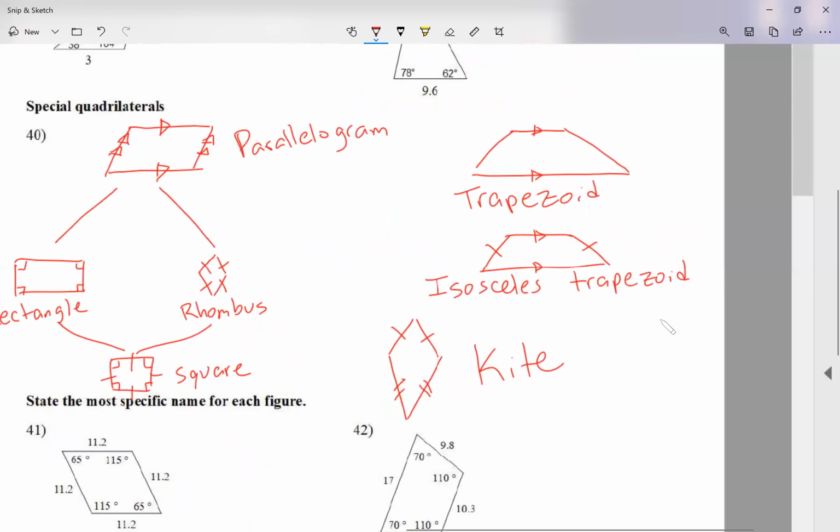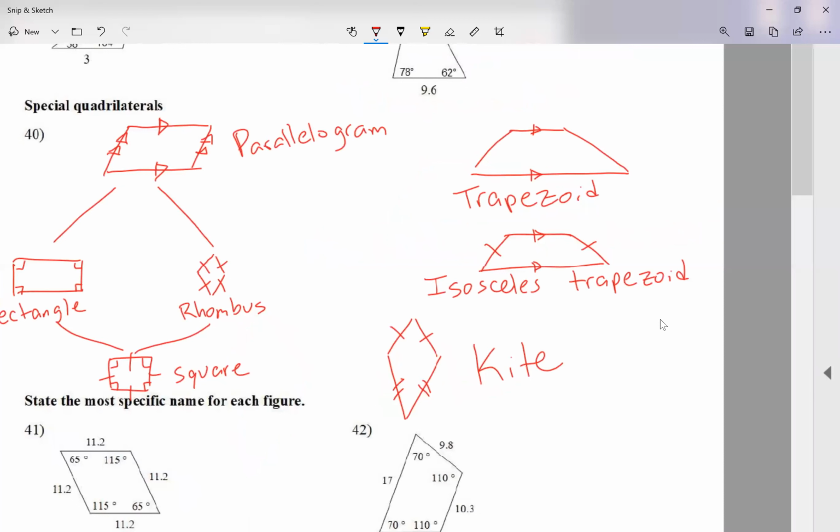Those are the shapes that we're going to be using. Now, notice that in this case, I was using slashes to represent sides were equal.